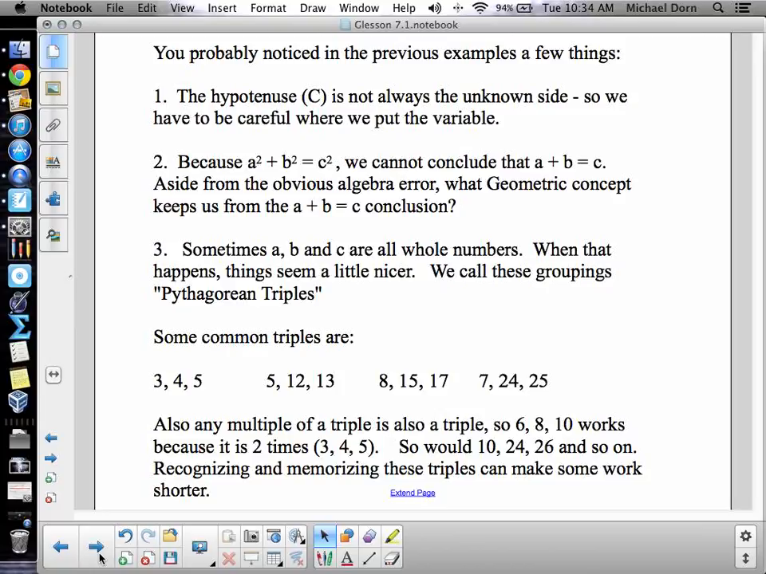Second, because a squared plus b squared equals c squared, we cannot conclude that a plus b equals c. We cannot just take the square root of both sides of that equation. It does not work. Because we have that sum, a squared plus b squared, the square root of that is not a plus b. It doesn't work that way.